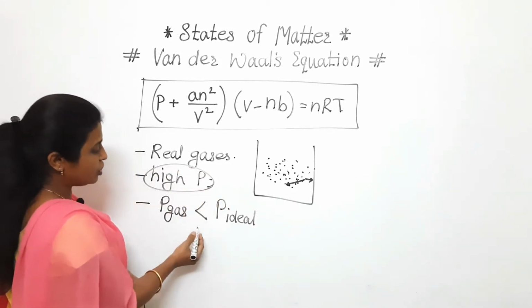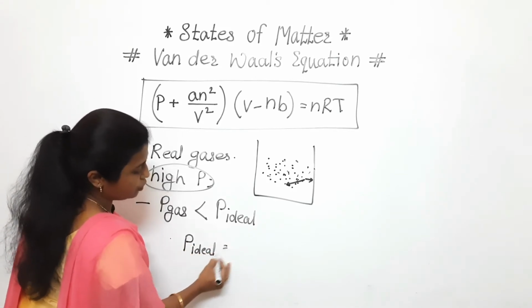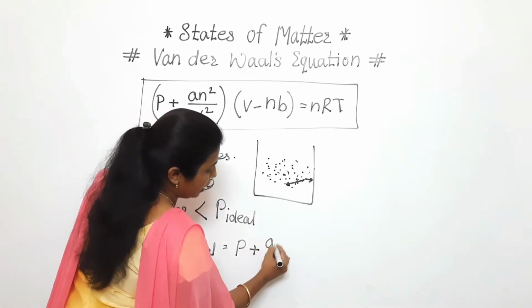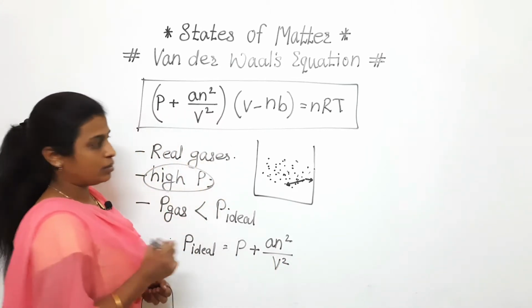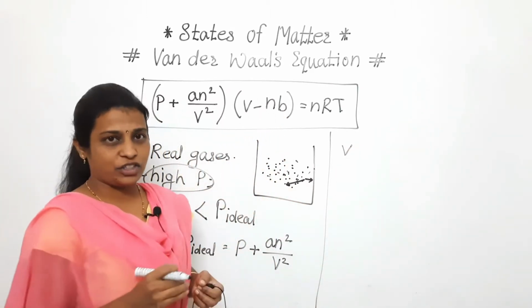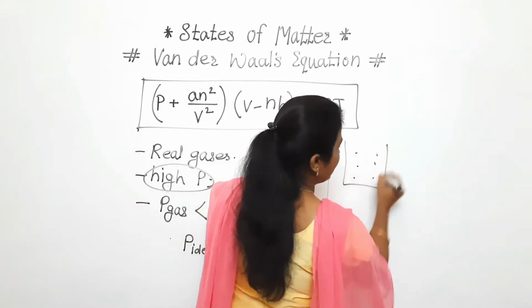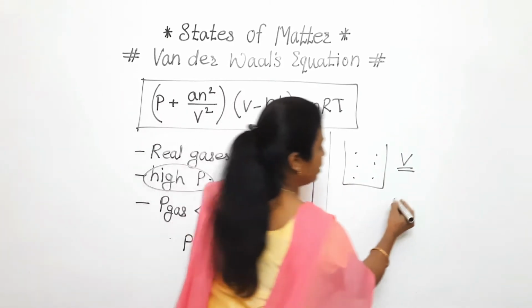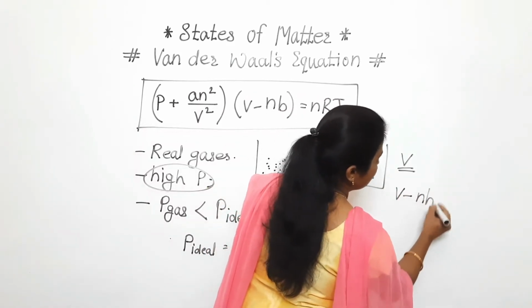So what will be the equation? The pressure of the ideal gas equals the observed pressure plus an²/V². That is the pressure term. Now what about the volume? At high pressure, previously the volume available to the gas molecules was V. But because of their closeness, that volume becomes restricted, and the restricted volume will be V − nb.